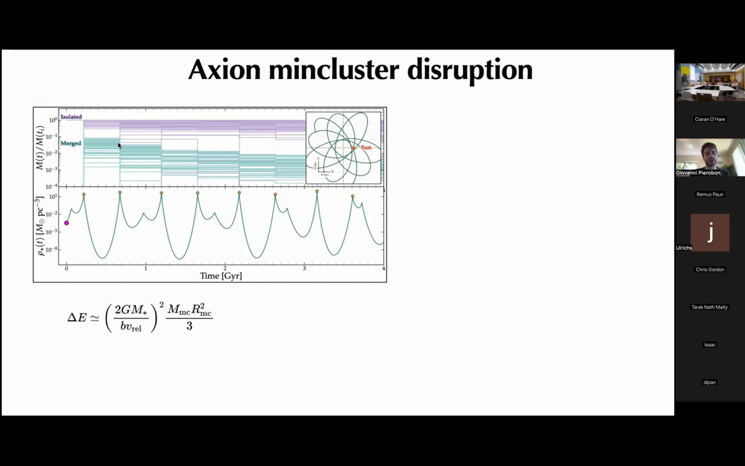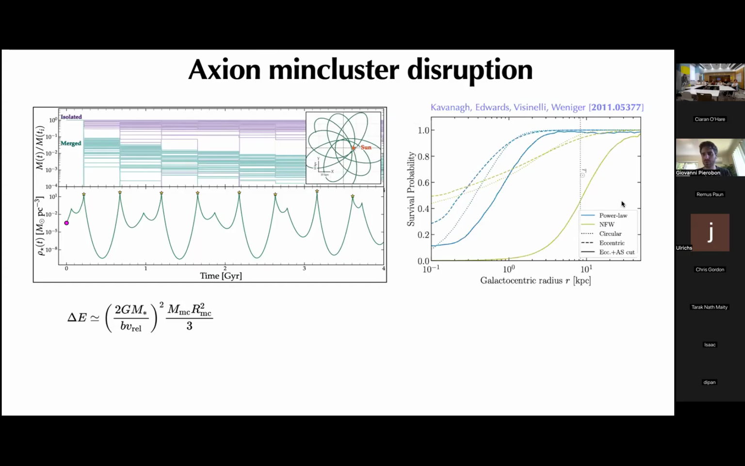As you can see, we separate the isolated and merged mini clusters. The merged ones are formed by hierarchical merging and have larger mass, and they seem to be prone to losing more and more mass every time they encounter a star.